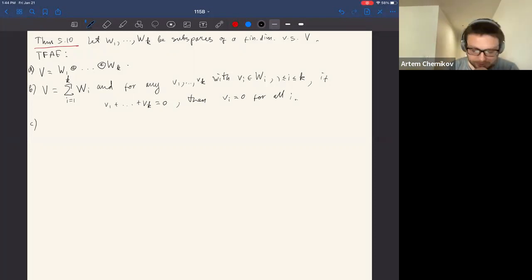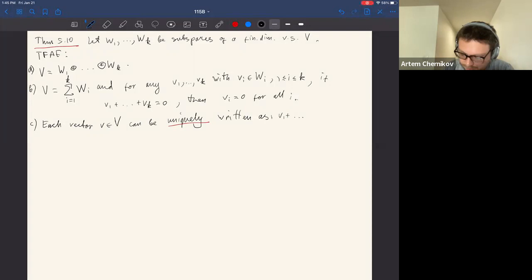Now we have C, the uniqueness. So each vector V in the space V can be uniquely written as V equals V1 plus V2, etc., plus Vk for some Vi in Wi. So for each vector, because the whole space V is the sum of the W's, we know that it can be written, but the equivalence for being a direct sum is that it can actually be written uniquely. There's only one choice of the tuple V1 through Vk.